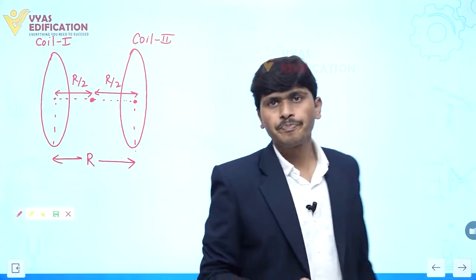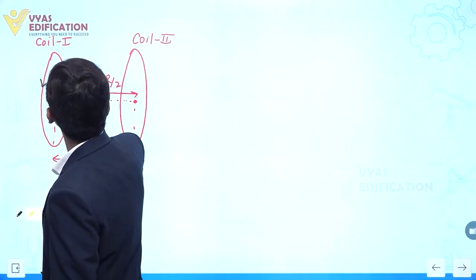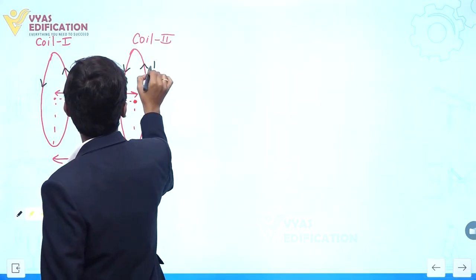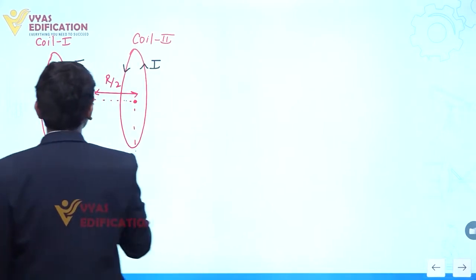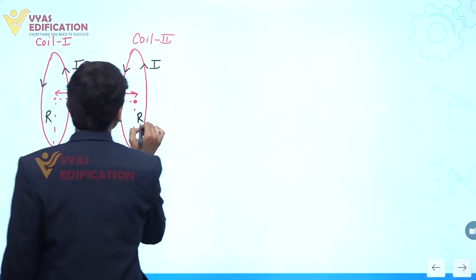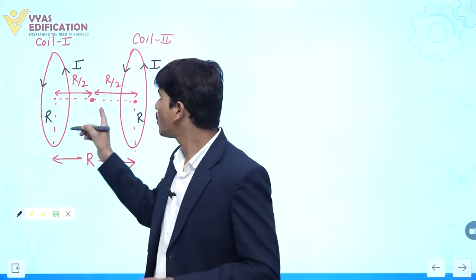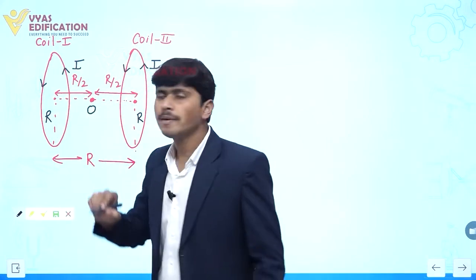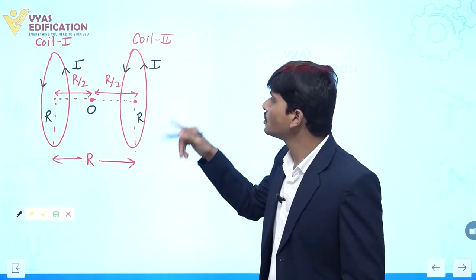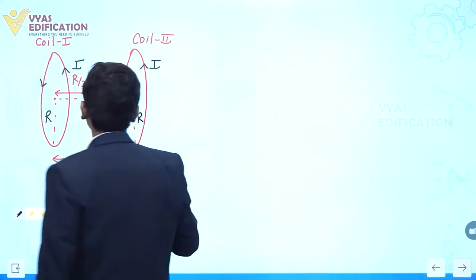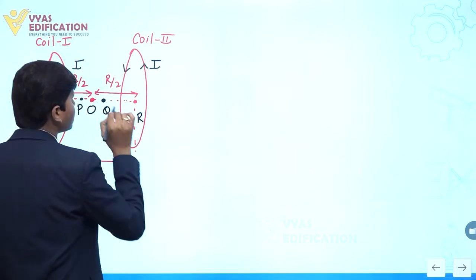Now let's suppose the current flowing in this direction is I. Here we also have the same current I. The number of turns is the same in each coil, and both have the same radius R. Now we have to prove that from the midpoint, if we take a smaller region, in that smaller region the magnetic field due to these two coils always remains uniform. So let's suppose I am taking two points here, a point P and this one Q.